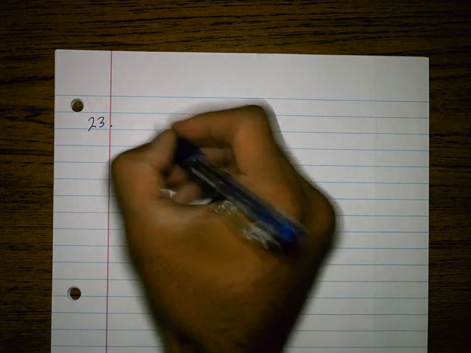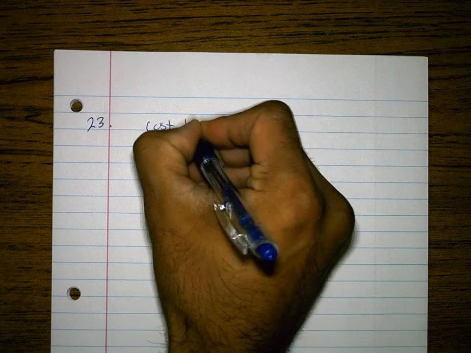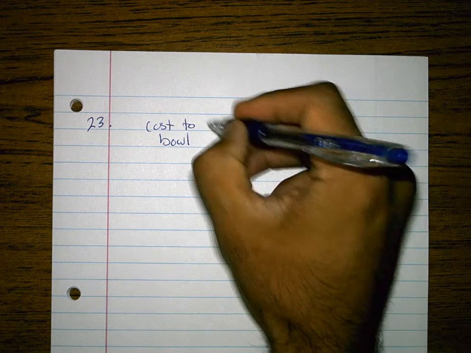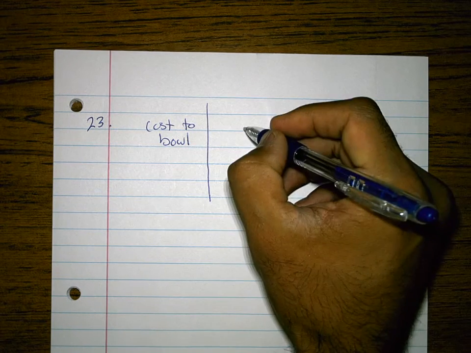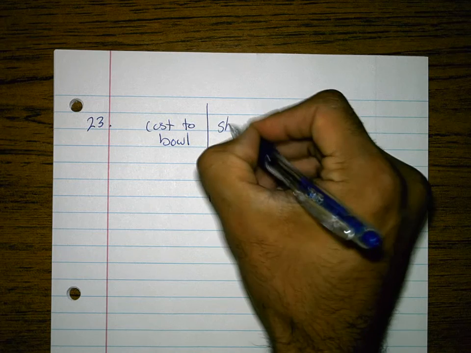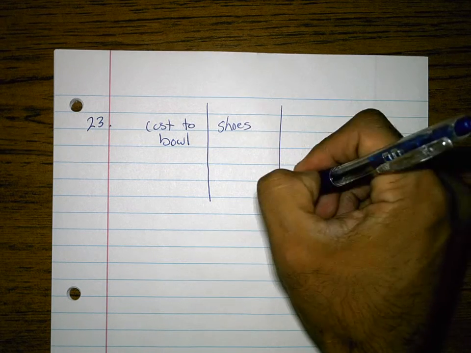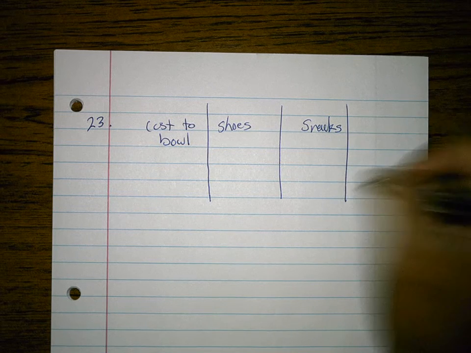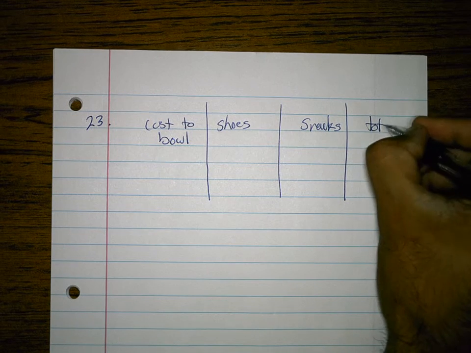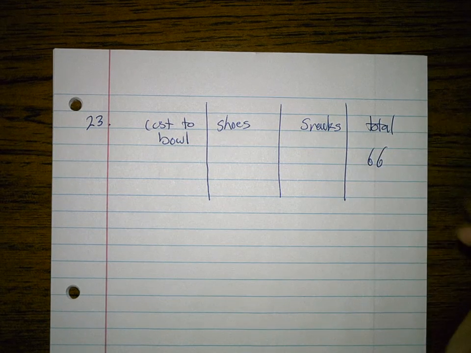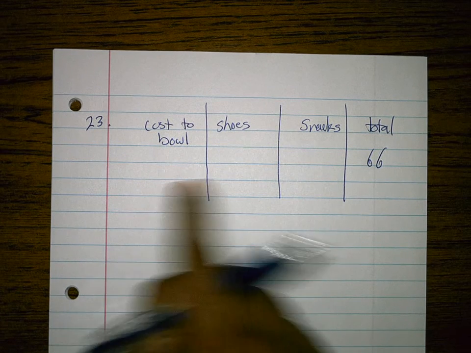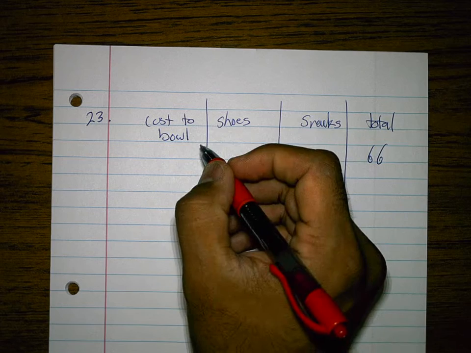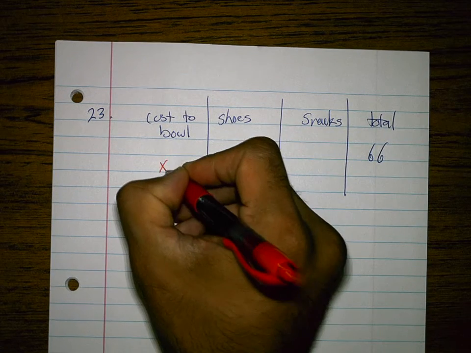So there's the cost to bowl. That's one thing. There's the shoes. That's another thing they paid for, and then snacks. And then the total. So the total is $66. So I got to add what it costs to bowl plus the cost of shoes plus snacks. So I'm going to figure out what they are. What does it cost to bowl? I don't know. I'm going to call that X.